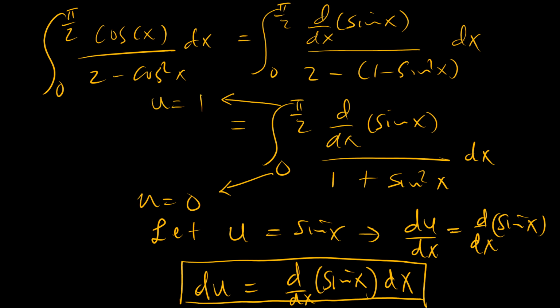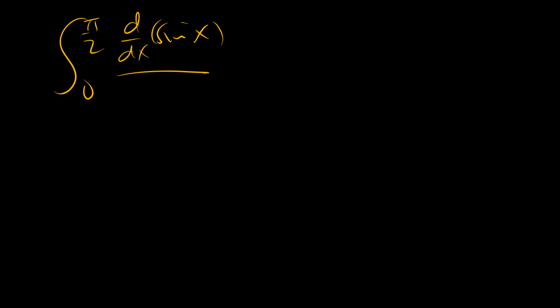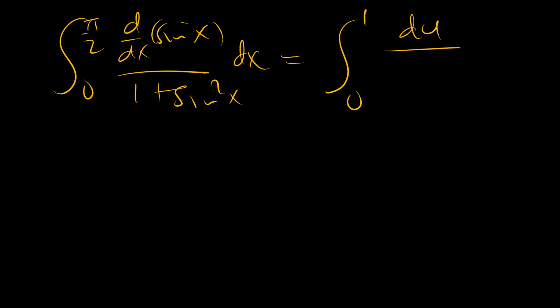When x is equal to pi over 2, sine of pi over 2 is 1, so u would be equal to 1. Okay, so in other words, the integral from 0 to pi over 2 of the derivative of sine x over 1 plus sine squared x, in the u domain, becomes the integral from 0 to 1 of 1 over 1 plus u squared.